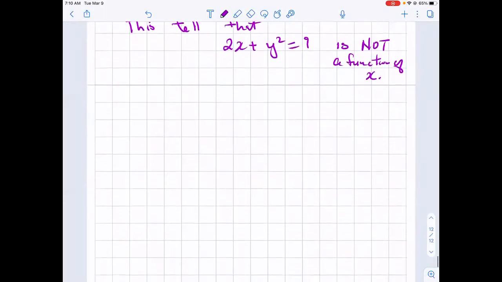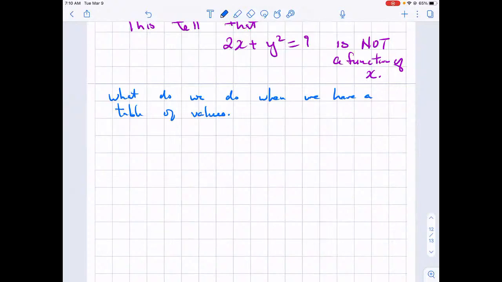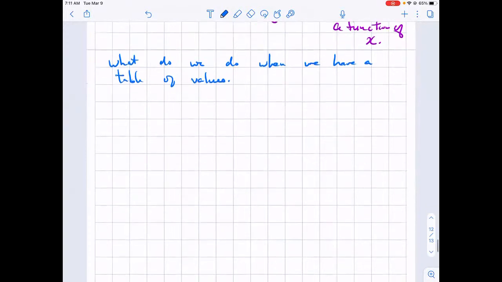Now, how do we check when we have a table? What do we do when we have a table of values? You'll notice that when we have a table of values, if it's a function of x, we look for repeated x values. Okay, we look for repeated x values. So let's look at that.